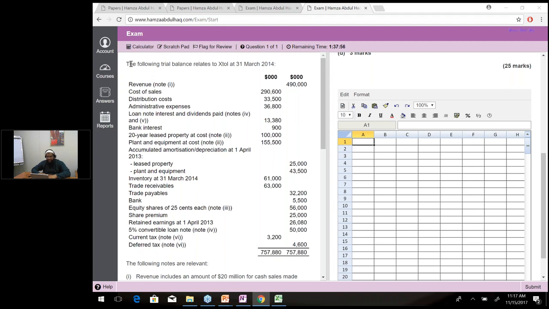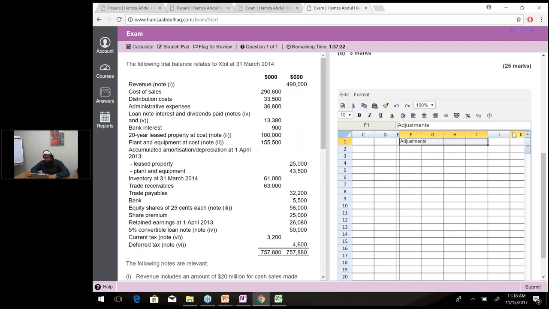Okay, now we are starting the next question. The question says that the following trial balance relates to Extol as at 31st March 2014. So this is the year end. So again, I'm keeping 4 columns, although I won't be using 4, but I'm keeping them just to be on the safe side. I'm going to write adjustments over here, and then 4 columns for the adjustments. And then I'm going to show my workings over here.